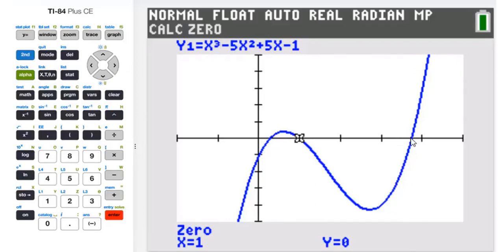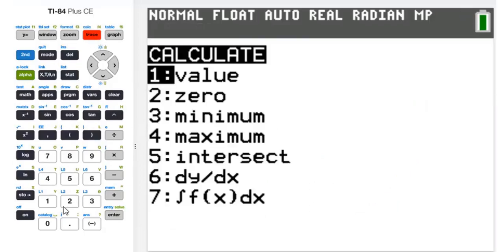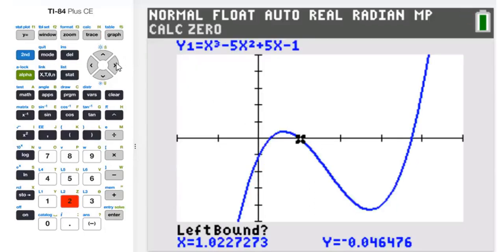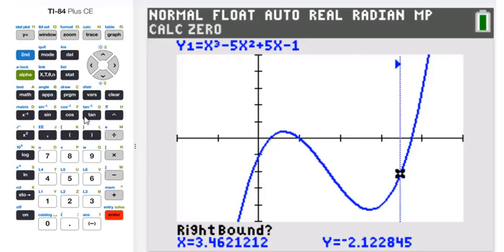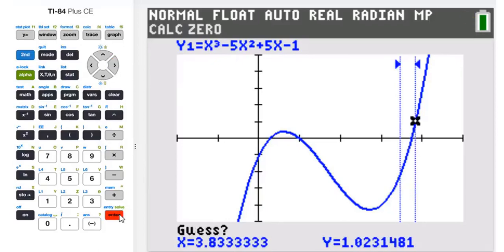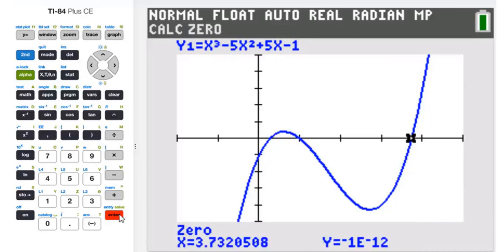Now I look for the last 0. So do second trace. Go to 0, that's 2. Then move the arrow to the left side of this 0. It's already on the left side, so I press enter. Then move the arrow to the right side. Enter. Enter again. That will be the third 0.